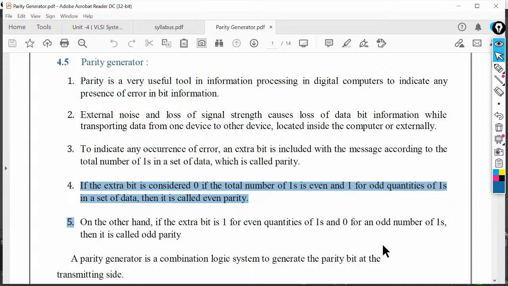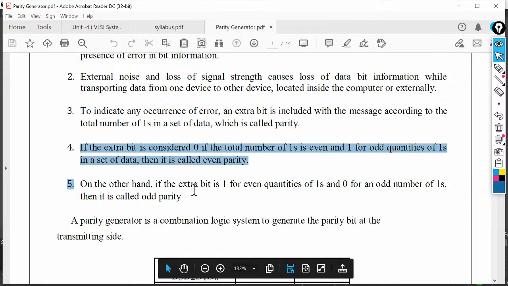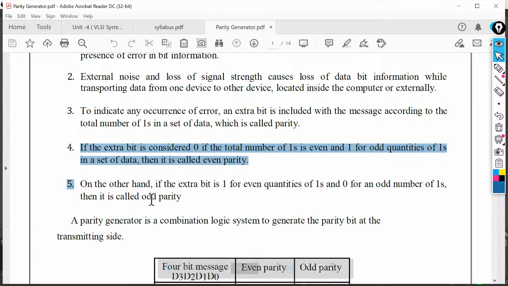Okay, if we are checking by using odd parity, in the odd parity case, if the number of ones is odd, at that time its value will be 0. You can understand by using this sentence. In the even parity case, if the number of ones is even, the parity bit will be 0. In the odd parity case, if the number of ones is odd, the parity bit will be 0. This is the total information about the parity generator circuit.